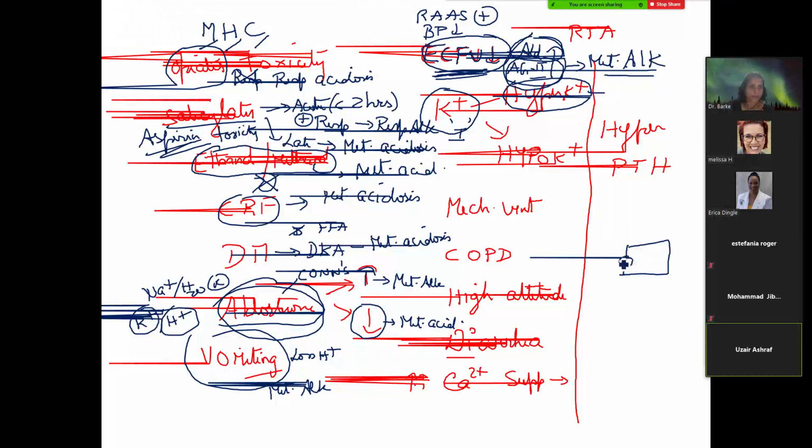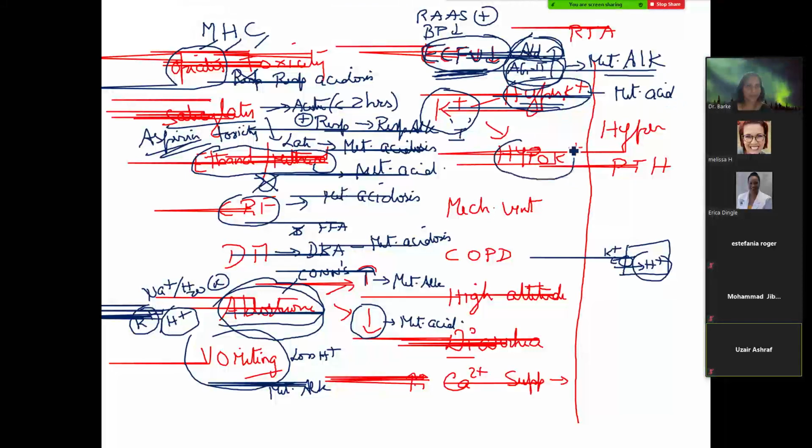Correct. Because this H plus potassium pump is a counter transporter. So when it's trying to excrete potassium, H plus goes in the opposite direction. It's a counter exchanger, not a co-transporter. So when there is hyperkalemia, the I cell tries to get rid of potassium, but in that process, H plus will enter. So that gives rise to metabolic acidosis.